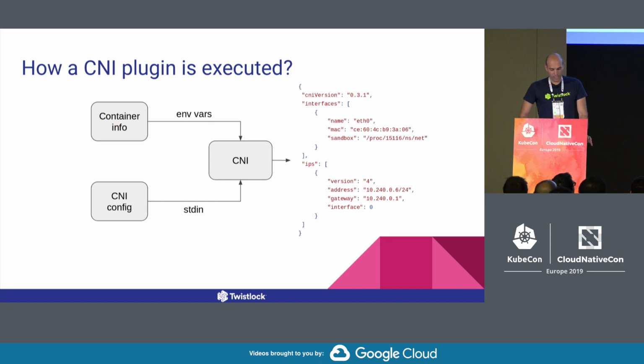At this point, the CNI plugin is going to do multiple things, and it's going to set up the network interfaces according to the given spec, according to the given configuration, and eventually it's going to output to the standard output, indicating to the kubelet the things that it has done, such as the list of interfaces that it set up, their MAC address, their name, their default gateway, the IPs, and so on.